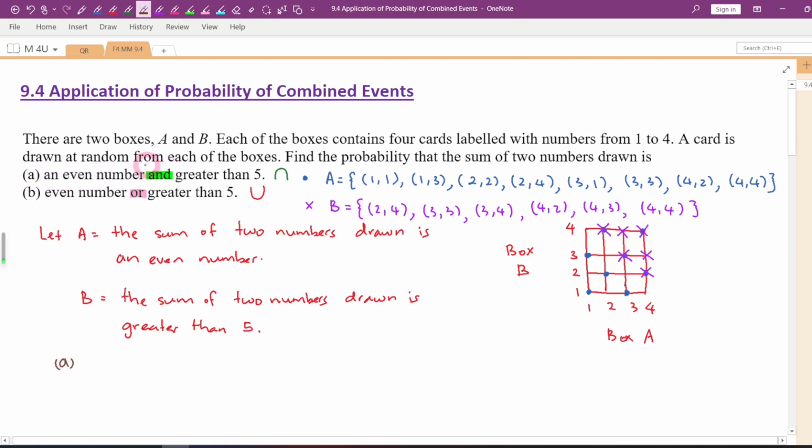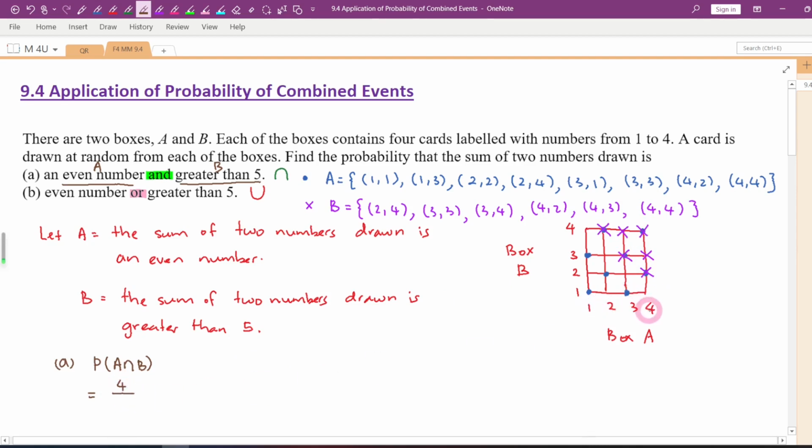An even number and greater than 5. So even number, event A, right? Greater than 5, event B. So when you see this word and, we will be using intersection symbol. So we are actually finding A intersection B. So you look at the combination which has a cross and a dot. It will be this one, that's one, that's one, and this one. 1, 2, 3, 4. So 4.